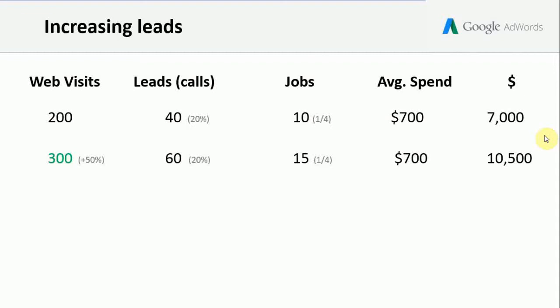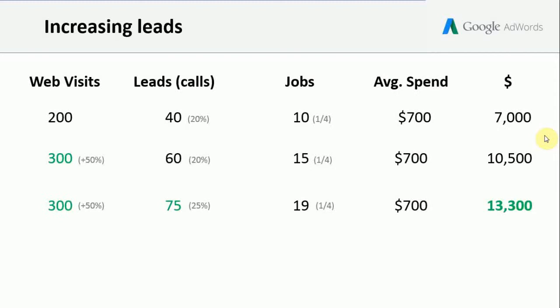If you're still getting the same amount of jobs, which is a quarter, the same average spend, you're getting an extra $3,500 a month. But if you were to also, as well as increasing your web visits by 50%, increase the number of people that called you to 25%, just up to 25% from 20%, and you get the same hit rate from the amount of quotes you do, you've almost doubled the amount of profit you're getting at the end of the month.